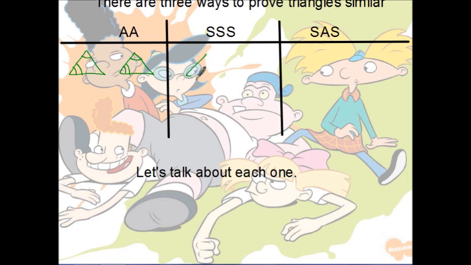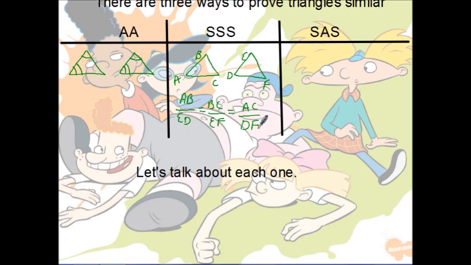To have side-side-side, again we need to have two triangles, and from those two triangles we're going to label the vertices A, B, and C, D, E, and F. What we have to have happen is that all three sides need to be proportional. For instance, AB over ED needs to be equal to BC over EF, which needs to be equal to AC over DF.